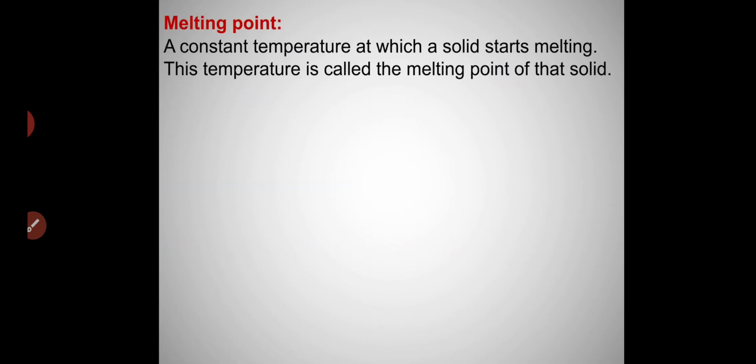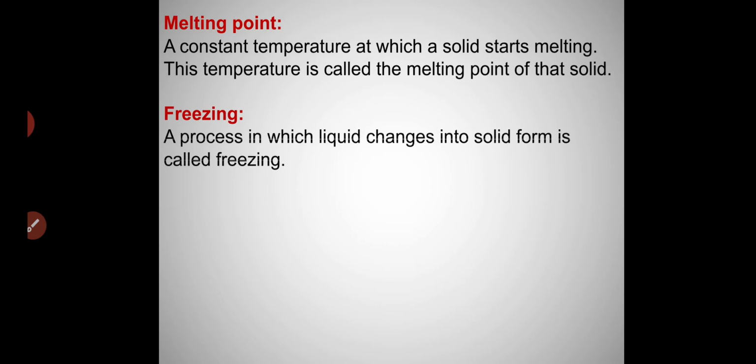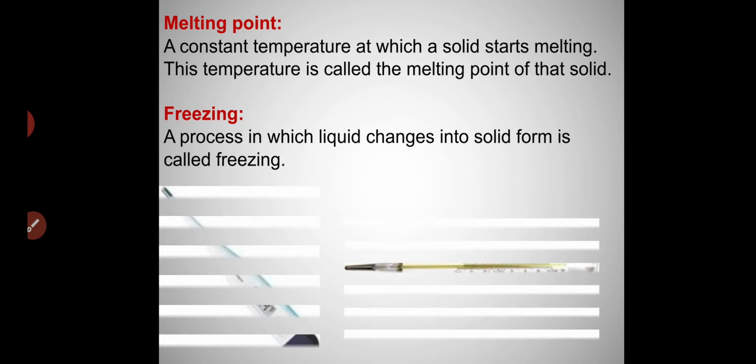Now, let us see about the melting point of a substance. What is melting point? A constant temperature at which a solid starts melting. This temperature is called the melting point of a solid. So before we know about the melting point and boiling point, let us know about the thermometer, right? We have to know about the thermometer.